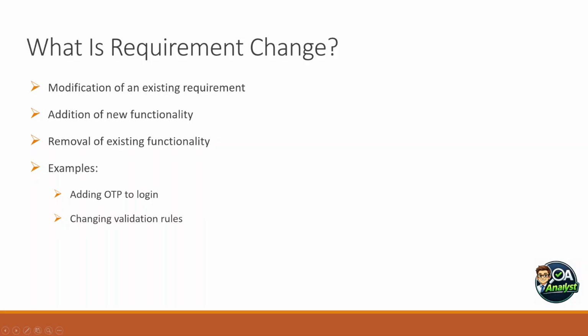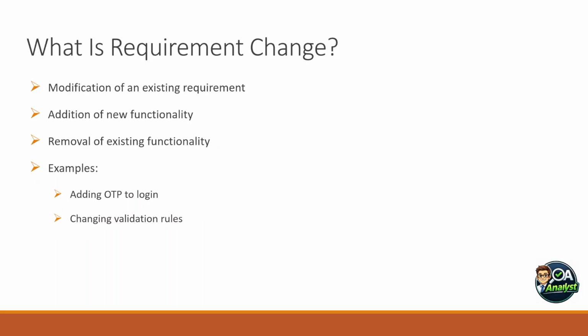What is a requirement change? A requirement change means any modification, addition, or removal of an already existing requirement. For example, adding a new field, changing a validation rule, modifying a workflow, or removing a feature completely. In Agile, requirement change is normal, not an exception. This is very different from traditional waterfall projects where changes were considered risky.